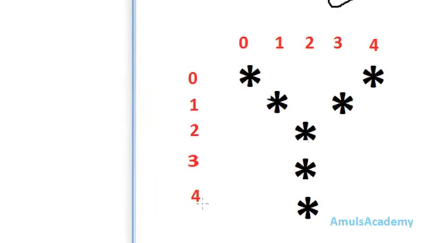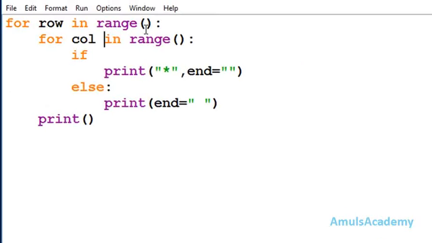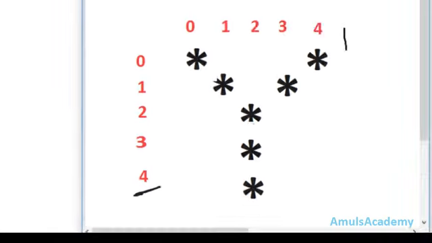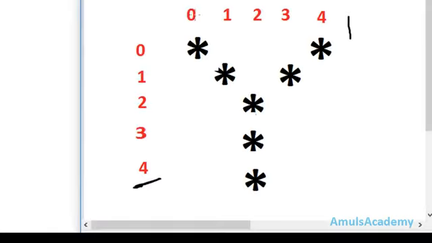And here we can see 5 rows and 5 columns, right? In the range function I need to mention the number of rows and columns. So 5 rows and 5 columns, so range is from 0 to 5. That means it will give output as 0, 1, 2, 3, 4. Here we can see 0, 1, 2, 3, 4 rows and columns.